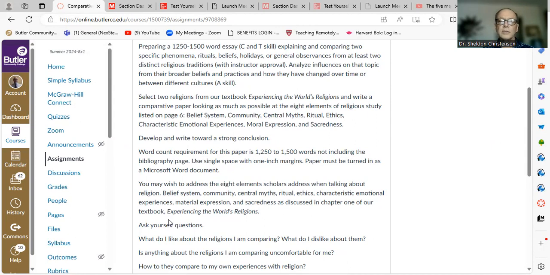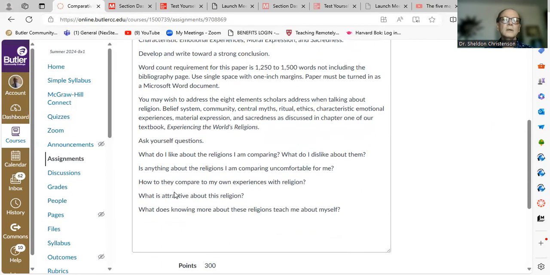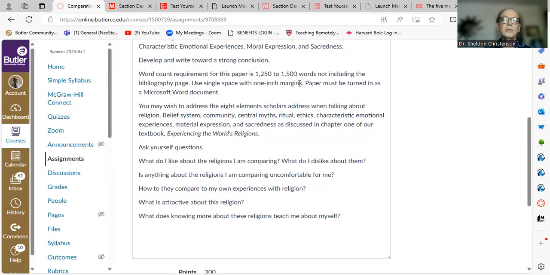Now we're studying these particular 7 religions, but if Wicca or Santeria or something like that is your thing, that can be one of your 2 religions, as long as it's in the textbook. Develop and write towards a strong conclusion. 1,250 to 1,500 words with a bibliography page. Okay. It says use single space. I don't care, single space or double space. I'm going to read them electronically, so it won't matter. Turn in as a Microsoft Word document.